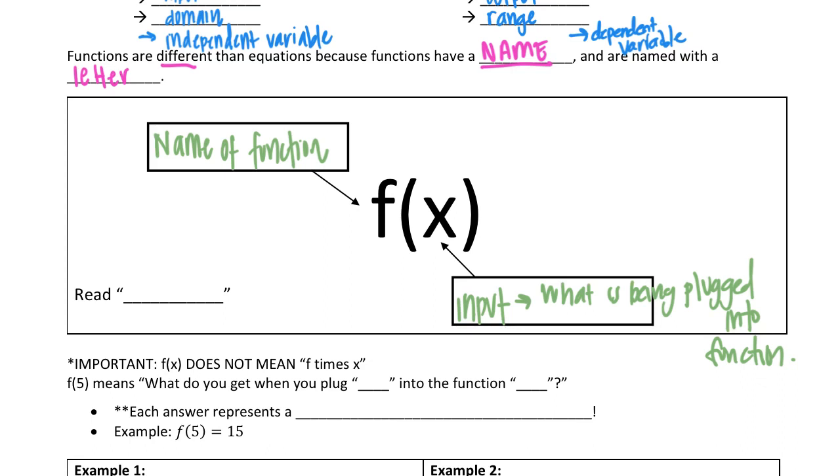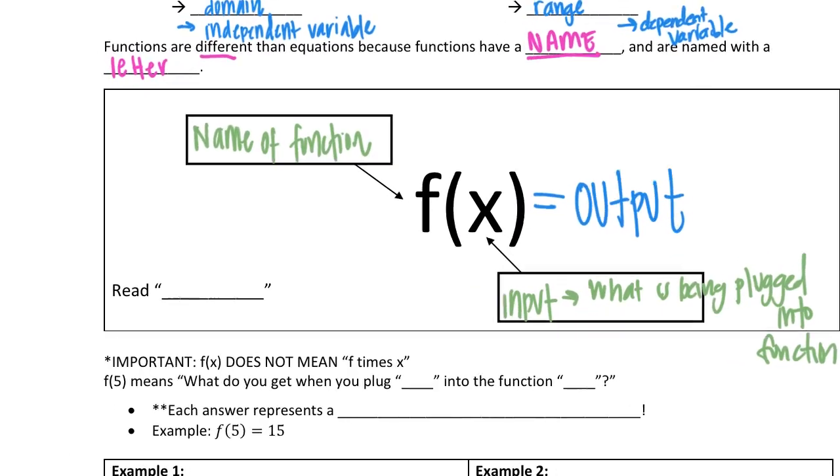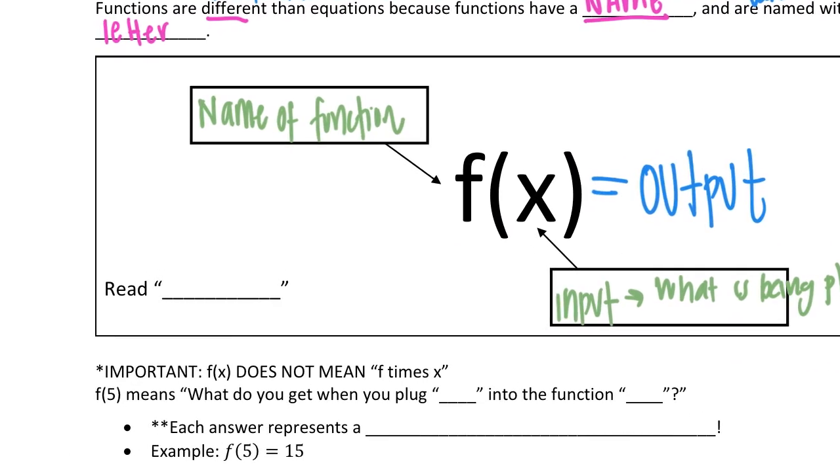Then I want y'all to draw a little equal sign off to the side. Whatever we plug into the function, we're going to plug in a number. We'll get something that comes out of the function, and that is the output. When we look at this, we don't just read it as f times x. We read this as f of x. If there was a different number in the parentheses, like a 3, we would say f of 3. If it was a g instead of an f, we would say g of x. So it's the name of the function of whatever's in parentheses.